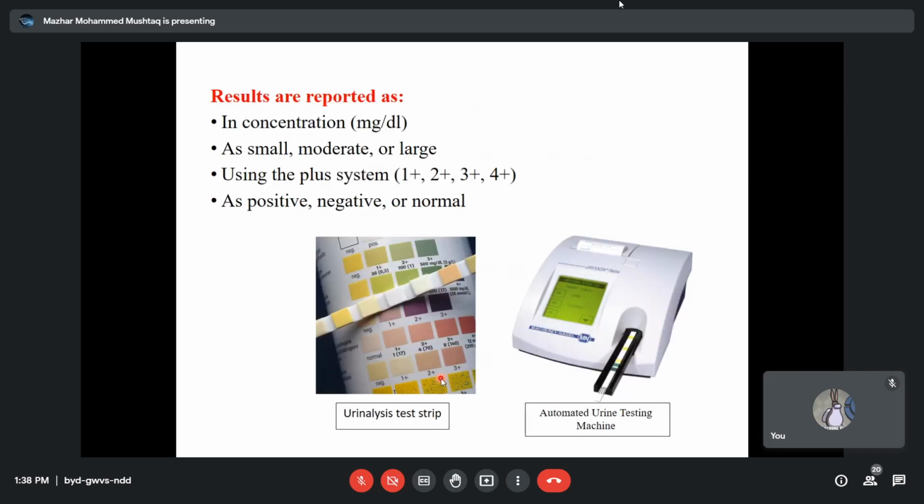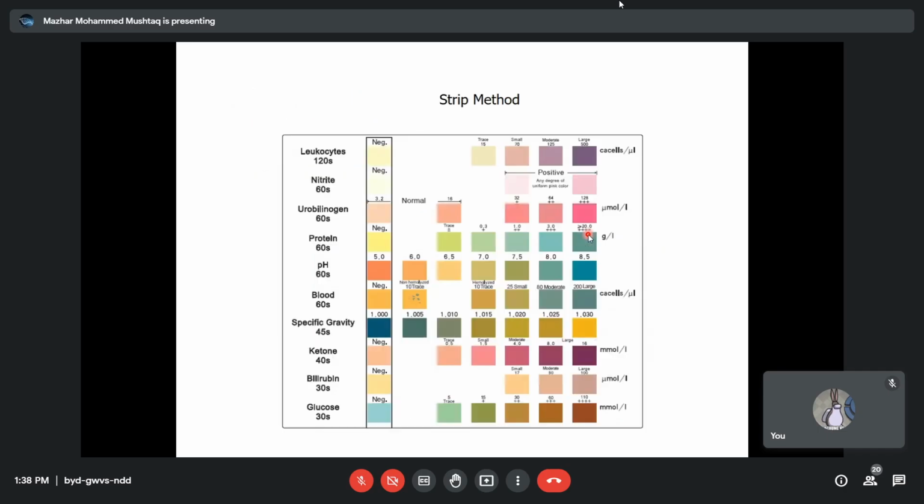But as I told you, now it is done by the machine. So you just put the strip here, and it is going to print all the parameters on the paper, and you can easily give it to the patient with his or her name on it.